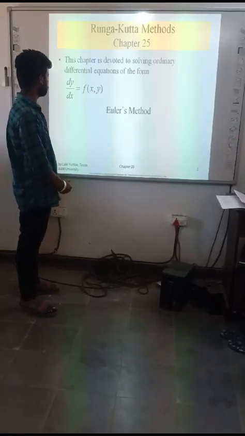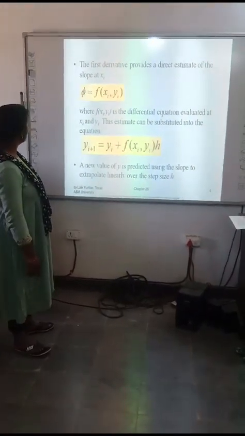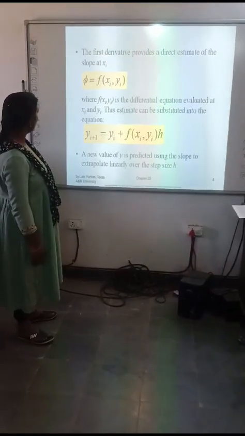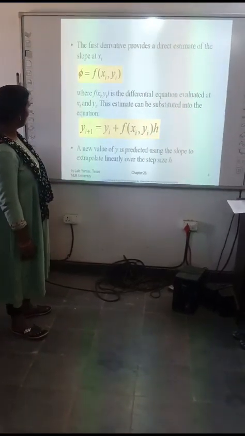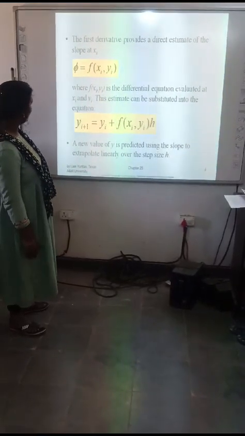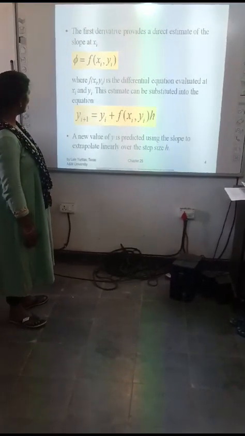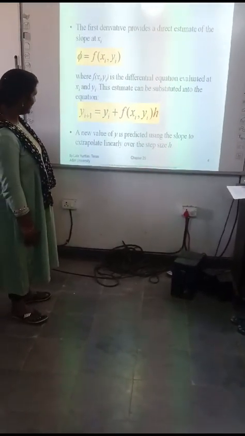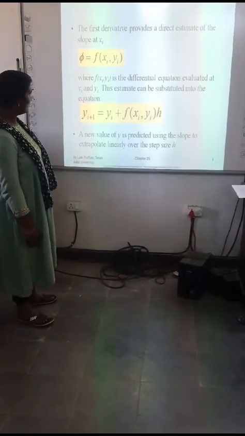redefining a variable. The first derivative provides a direct estimate of the slope at xi. φi = f(xi, yi), where f(xi, yi) is the differential equation evaluated at xi and yi. This estimate can be substituted into the equation y(i+1) = yi + f(xi, yi)h. The new value of y is predicted using the slope, extrapolated linearly over the step size h.